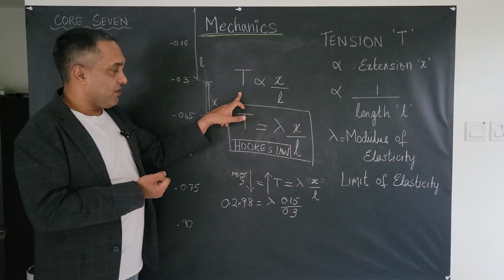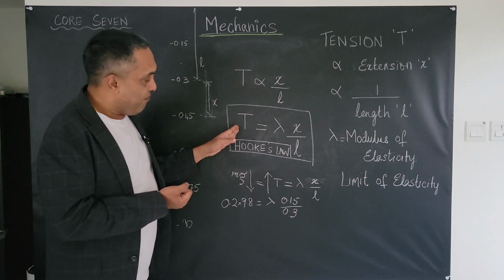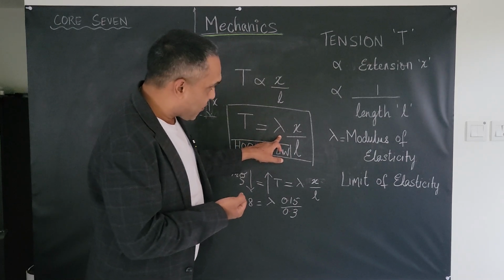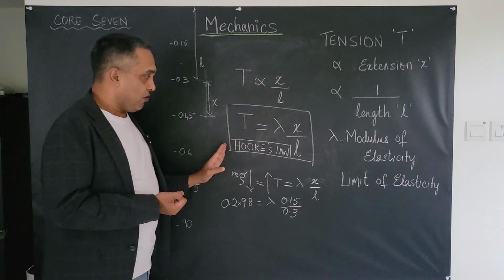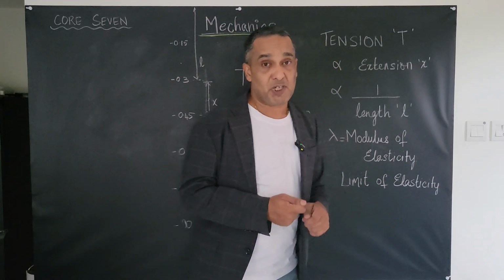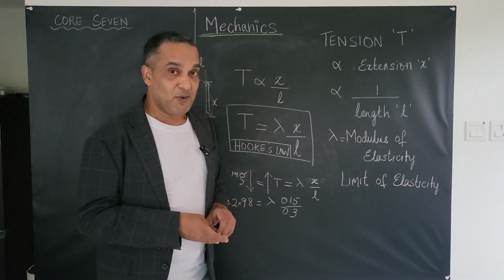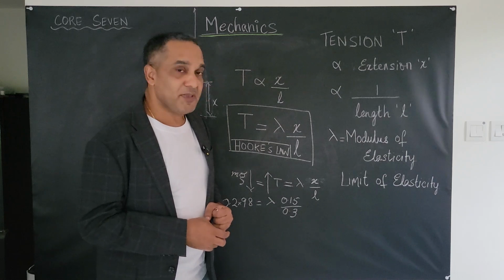That's the proportionality, and that's how we've equated those. That is, lambda is a material property called the modulus of elasticity. This relationship is called Hooke's law, and it's valid till the limit of elasticity is reached for that material. Hopefully this should give you a fair idea to start attempting some problems there.